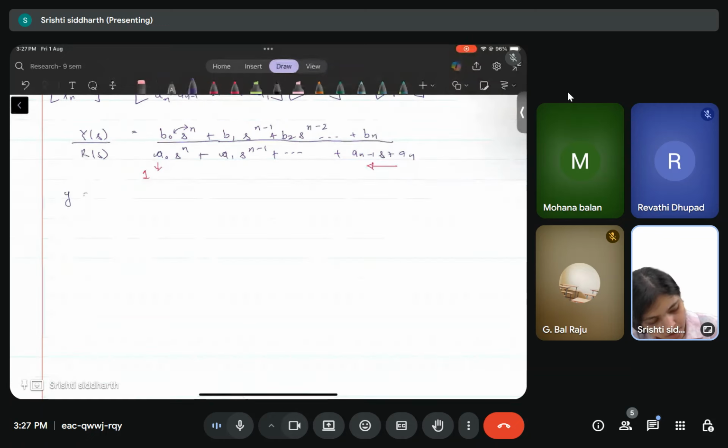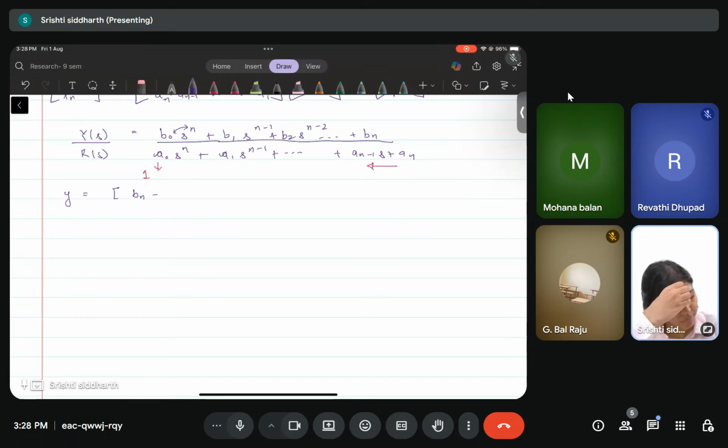Okay. Then we also have the C vector, which is bn minus b0 an, then bn minus 1 minus b0 an minus 1, and so on till b1 minus b0 a1. This vector times x plus b0 u.